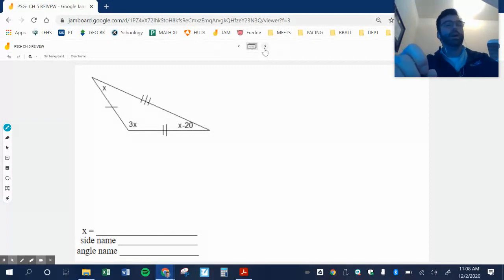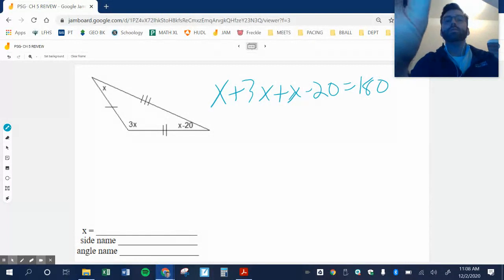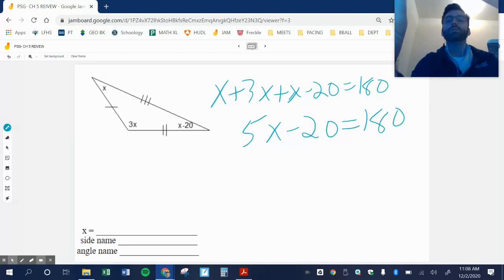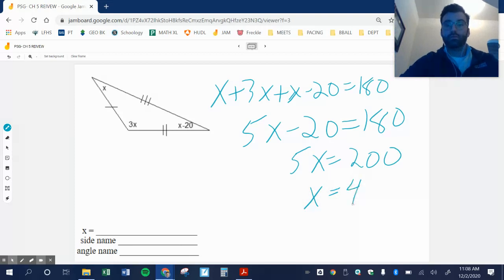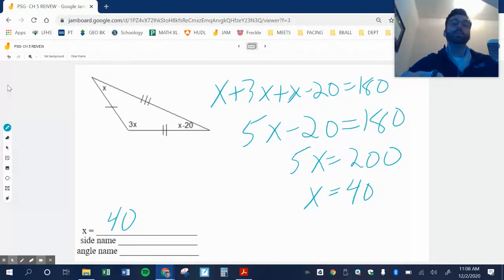Okay. Wow. Let's solve for x in this one. All right. Solving for x. X plus 3x plus x minus 20 equals 180. So I got 1, 2, 3, 4, 5x minus 20 equals 180. Combine my like terms. I'm going to add the 20 to the other side. 5x equals 200. So then x equals 40.